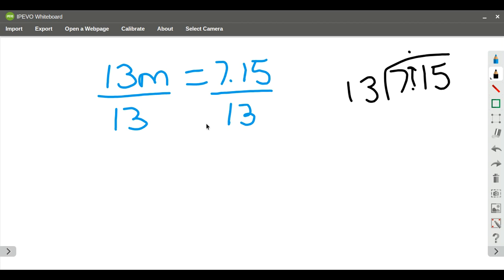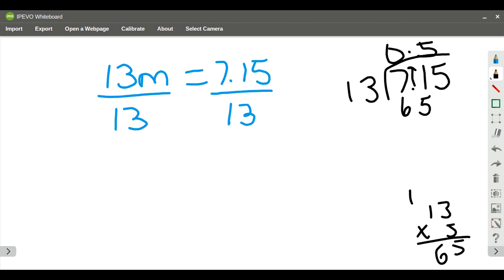So when I bring the decimal straight up, 13 is not going to be able to go into 7. 13 is going to go into 71 5 times. So I'm going to multiply 13 times 5. 5 times 3 is going to be 15. I'm going to regroup the 1. 5 times 1 is going to be 5 plus 1 is going to be 6. So I end up with 65. I'm going to subtract. I have 6 left over. I'm going to bring down the 5. 13 goes into 65 5 times. So I have 65. I'm going to subtract. I have 0 left over.